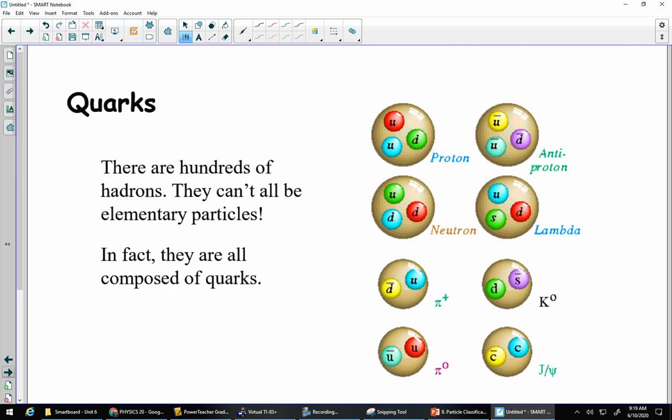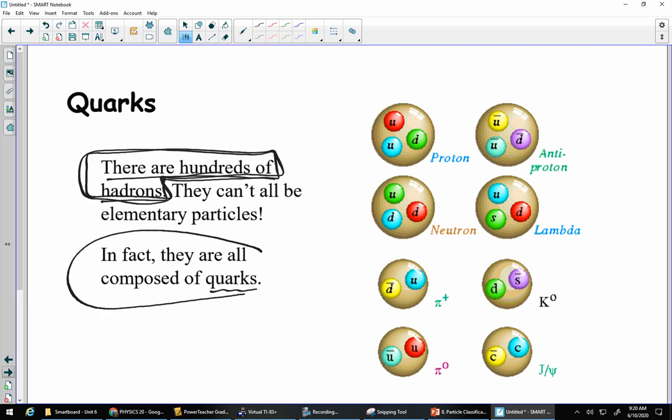Next thing we want to talk about is the idea of quarks. So we said that there were hundreds of hadrons. That is no word of a lie. Scientists have discovered hundreds of different hadrons. So they started to think, well, maybe they can't all be elementary particles, right? No internal structure. So they started to dig a little bit deeper, and they discovered quarks, and they figured that all hadrons are composed of quarks. So they do have internal structure. They are not true elementary particles.